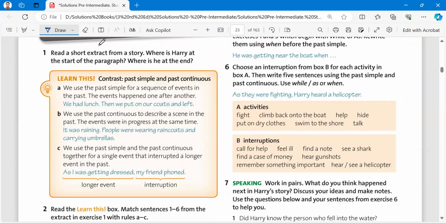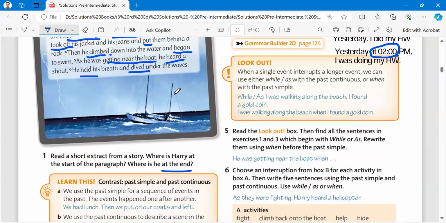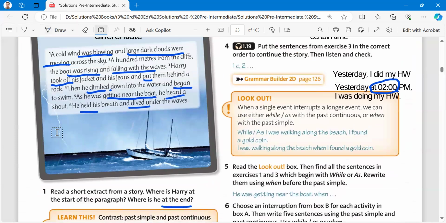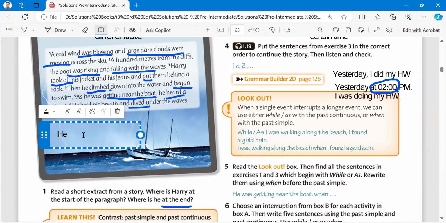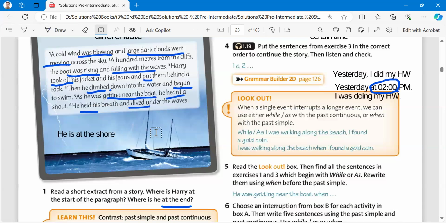Now, it is a short extract from the story. Where is Harry at the start of the paragraph? Where is he at the end? At the start of the paragraph, I guess he is at the shore, because at the shore he took off his jacket and jeans and put them behind the rock, because the rock is mentioned there.